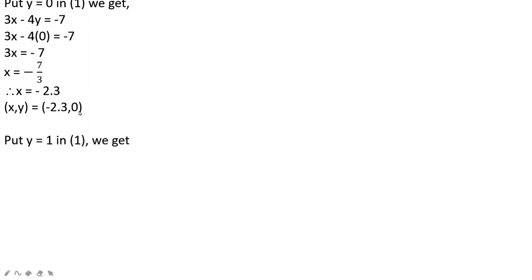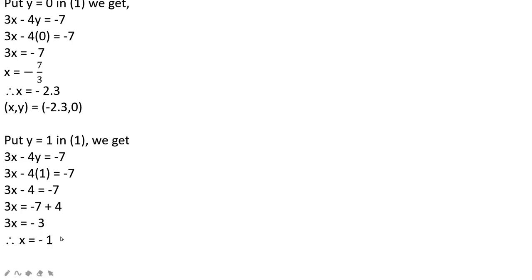Now we will put our y as 1. So we get 3x minus 4y is minus 7. So 3x minus 4 is minus 7. So 3x is equals to minus 7 plus 4. So we get 3x is minus 3. So our x is minus 1. So we get x comma y as minus 1 comma 1. So if you can get a normal integer, then try and get a normal integer. But if you're not getting integers, then you have to take the fractions.